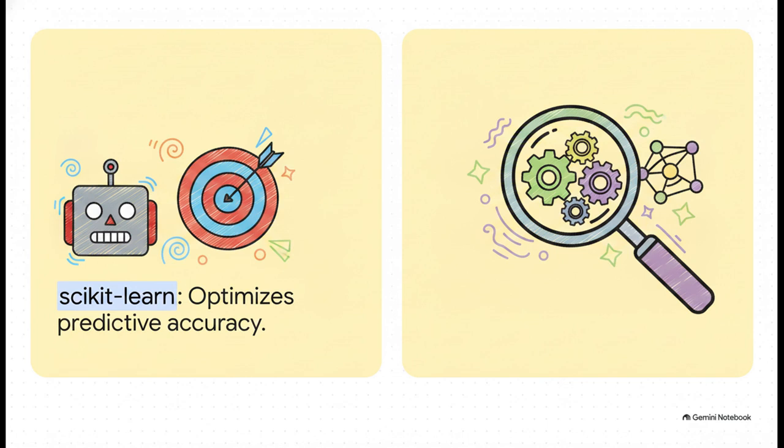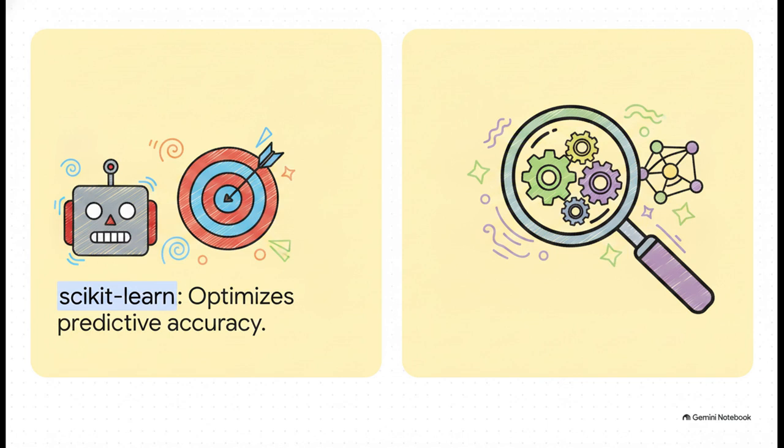Think back to our work with scikit-learn. When you train a scikit-learn model, your primary goal is prediction. You want to build a model designed to predict a given target value on new, unseen data as accurately as reasonably possible. Statsmodels is a completely different beast.